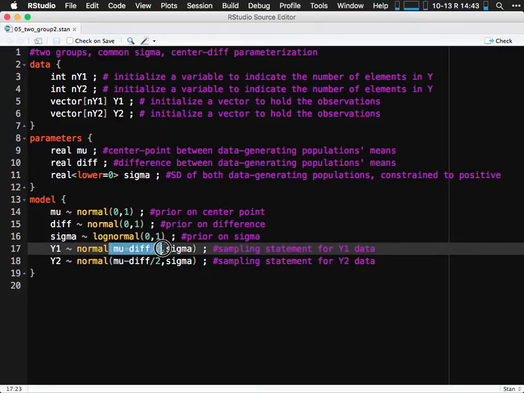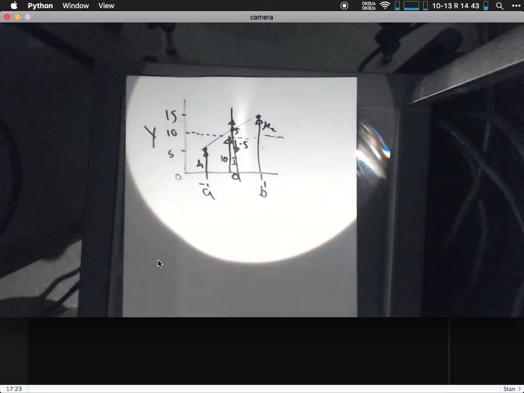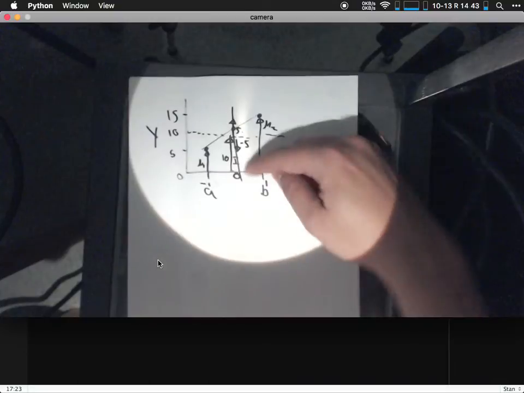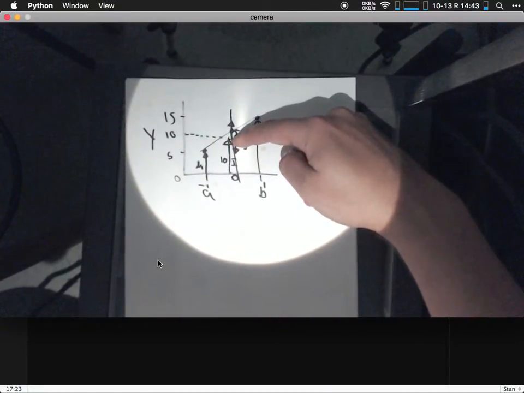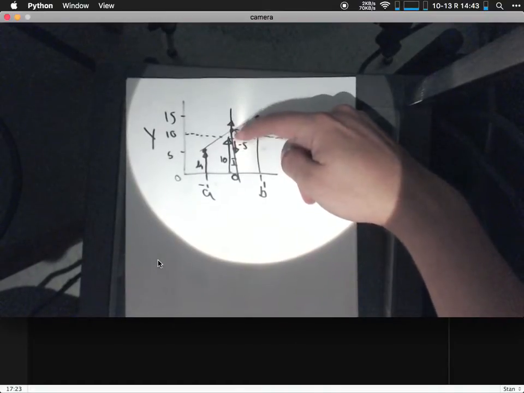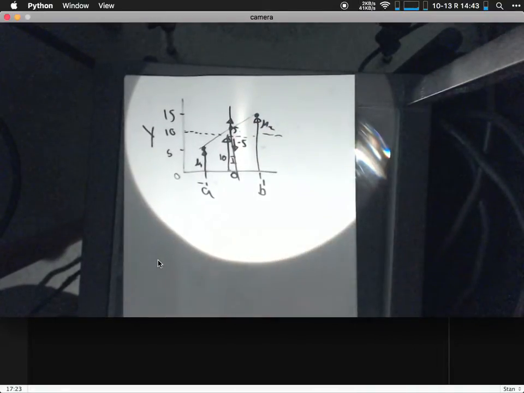So what is the mean that we're saying? Well, we're saying that it's mu plus or minus some difference. There's plus for y1 and minus for y2. So just like we had in the graphic here, to get to each point, you have to go up at least some amount, and then up or down some other amount. But if you don't know which one is higher or lower than the intercept, how do you know?